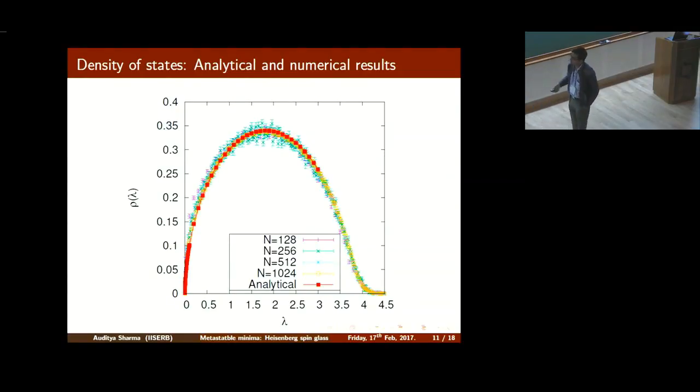There's an analytical calculation one can do of the Hessian around these metastable states, and one can extract the density of states, which involves a certain approximation called the annealed approximation. Once again, we find to our surprise that the numerical data sit almost right on top of this analytical curve. Why the agreement is so good despite the approximation involved is something we don't quite understand, but this is also one of our findings.